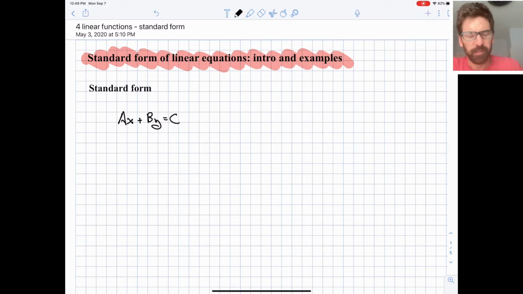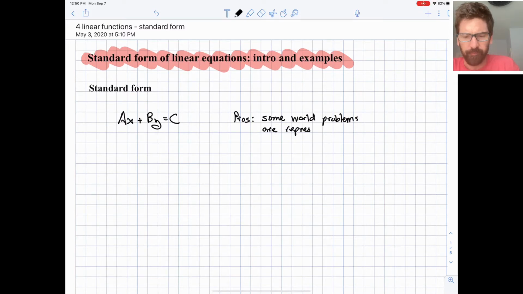There are some real clear advantages of standard form, and I'll try to list some of them here. One of the real pros is that some word problems, and we'll do an example of one, are represented really well in standard form. Not all, though. Some word problems aren't represented well, but some are definitely represented well. And it's straightforward to graph a standard form equation or function.